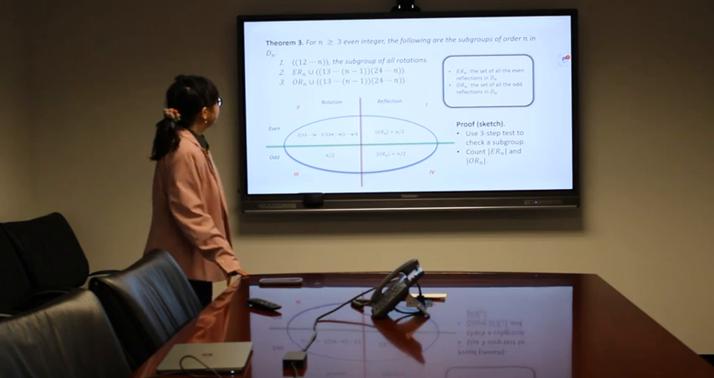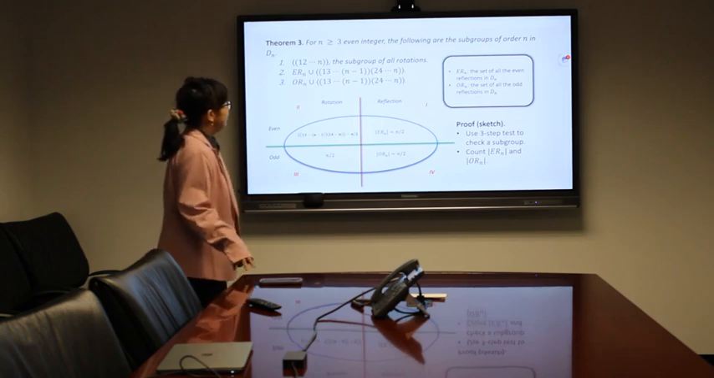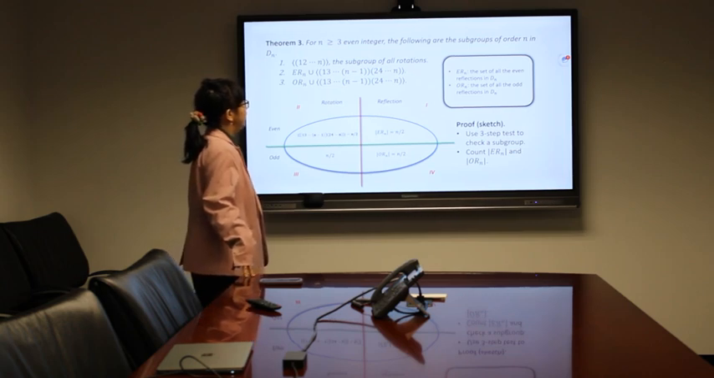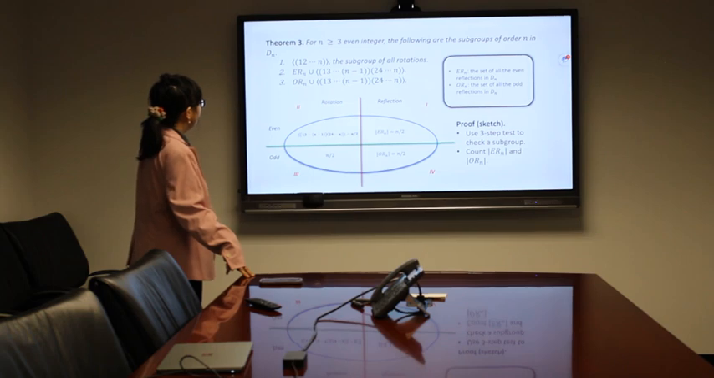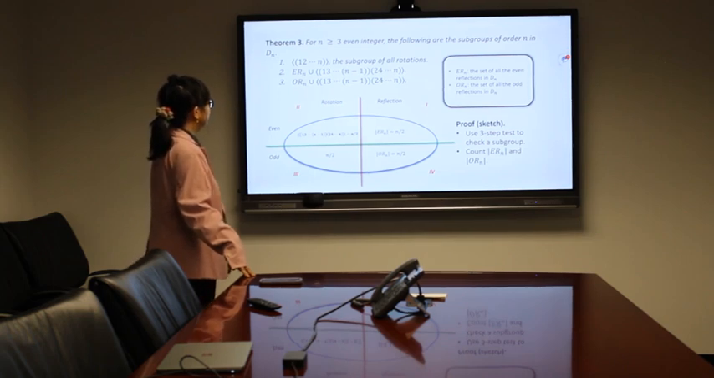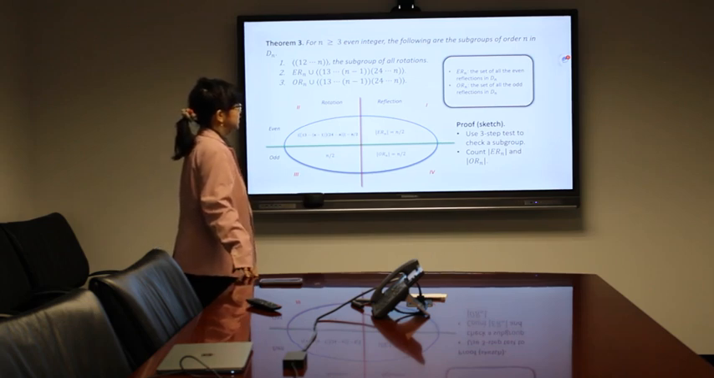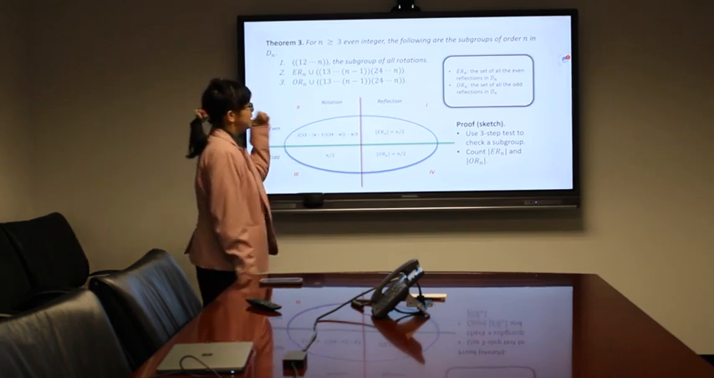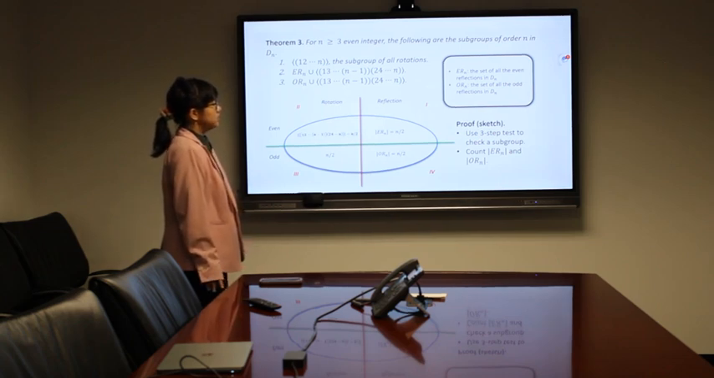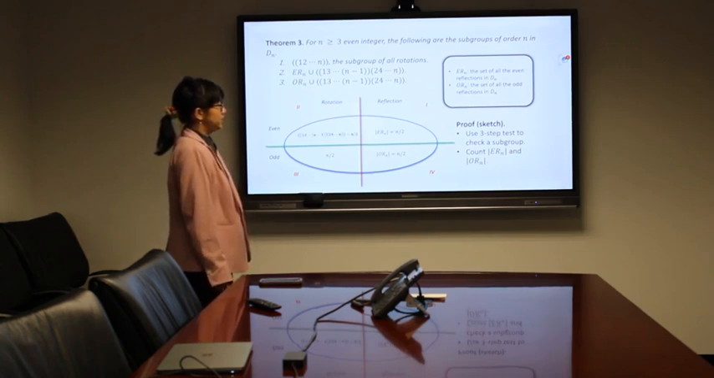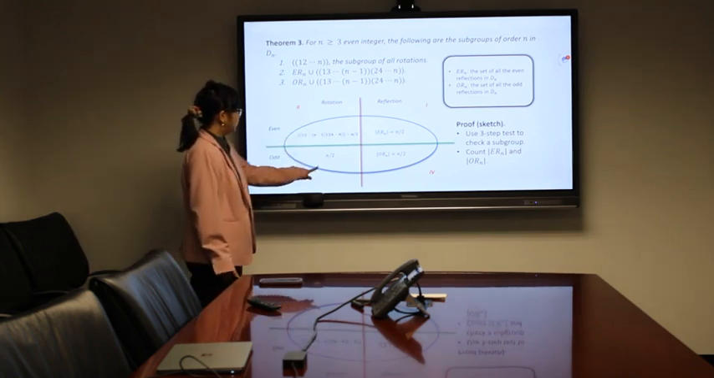For theorem 3, it's still for the case when n is even. I want to show the following are subgroups of order n in D_n. For subgroup number 1, it's kind of similar to theorem 1, so I'm going to skip it. For number 2 and number 3, I have some notation. The first one is ER_n. ER_n is the set of all the even reflections in D_n, and OR_n is the set of all the odd reflections in D_n. So I have drawn the group D_n as this oval shape.